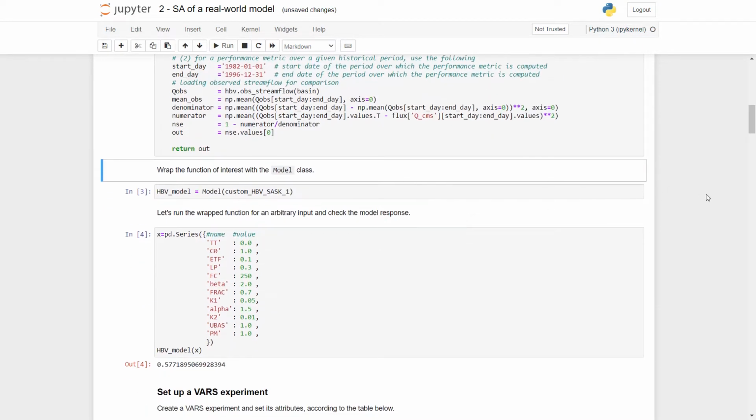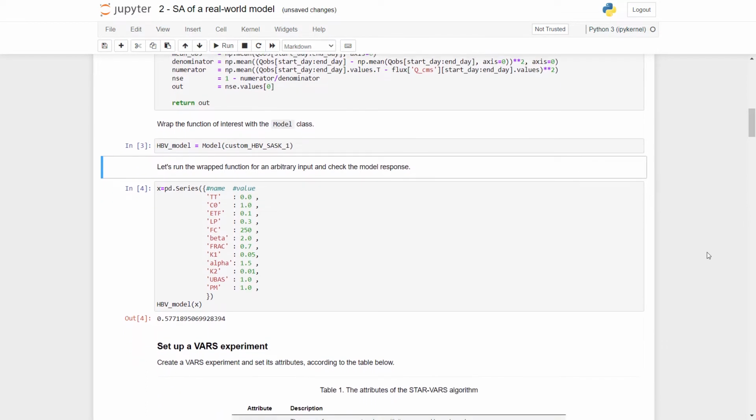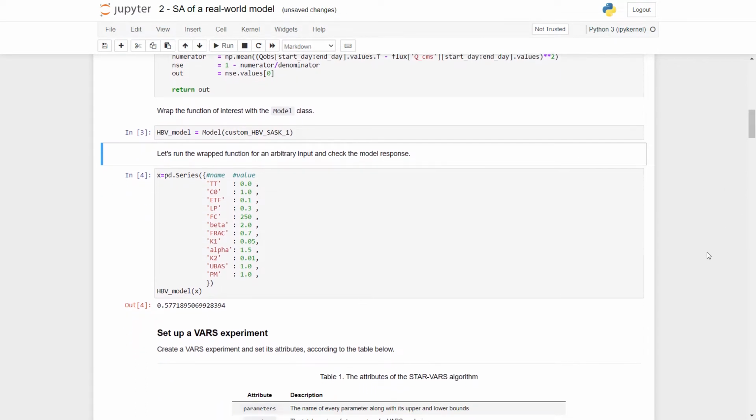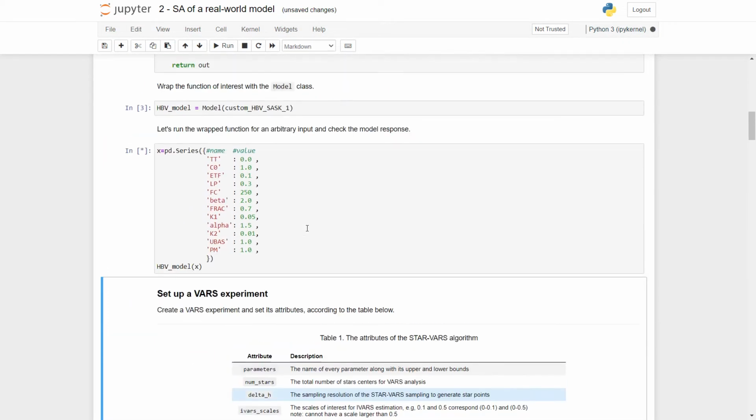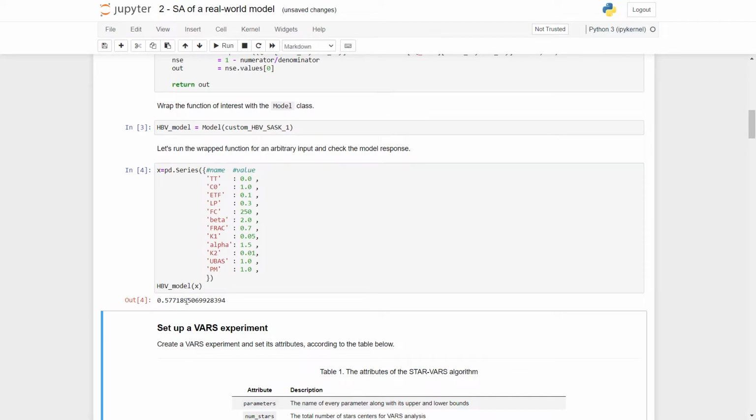Next, we wrap the function of interest with the model class, shown here. Now we will give the wrapped function a quick test to make sure that it's outputting the correct response. And as you can see here, we got the right response.